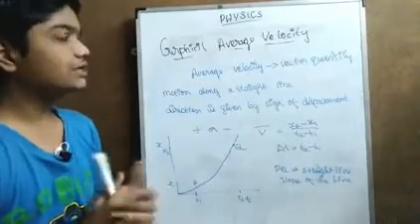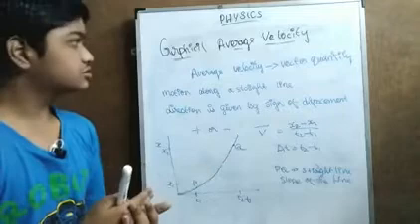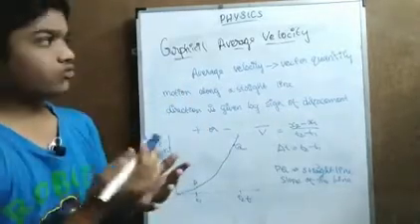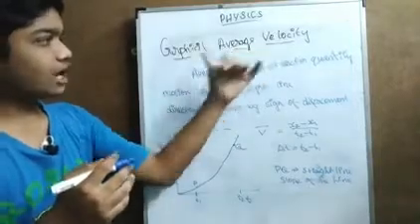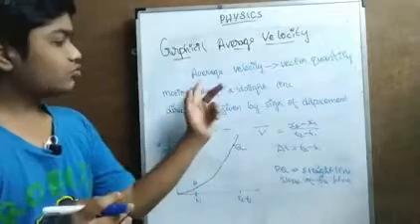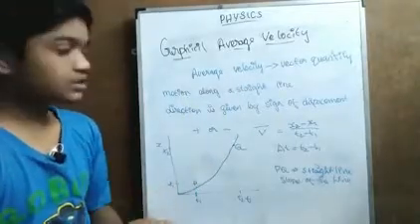Now we'll go on to the class session. Last class we discussed the average velocity. Now we are going to discuss the graphical features of average velocity. We are going to see the average velocity in a graph. The average velocity is a vector quantity, so it has direction.